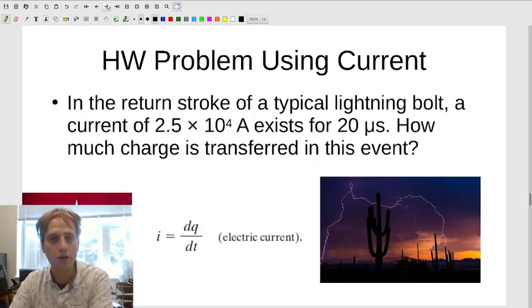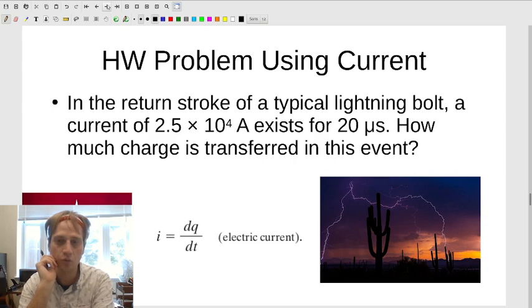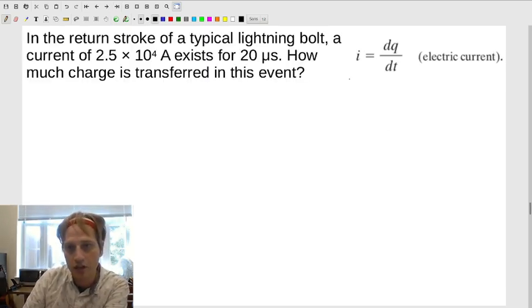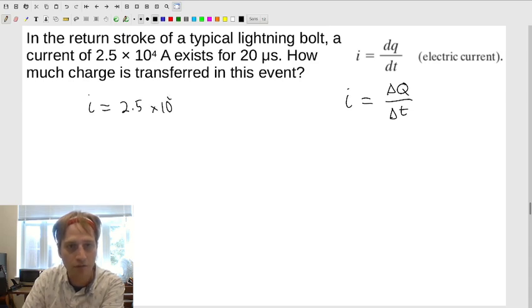Just to do a very quick problem in this, it says, what if we think about the return stroke of a typical lightning bolt as a current of 2.5 times 10 to the 4th amps, and it exists for 20 microseconds. How much charge is transferred in this event? So we have the current I is equal to the change in Q, that's our charge, over the change in time. What have they given us here? They've given us I, the current, is 2.5 times 10 to the 4th amps.